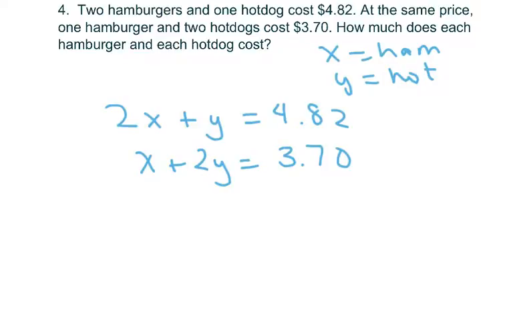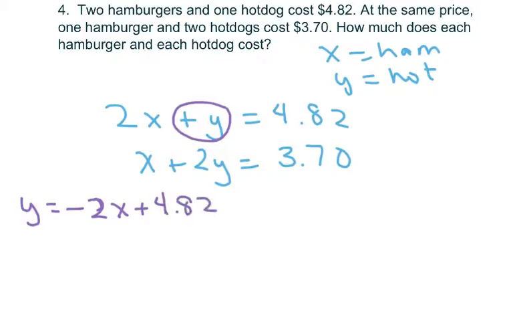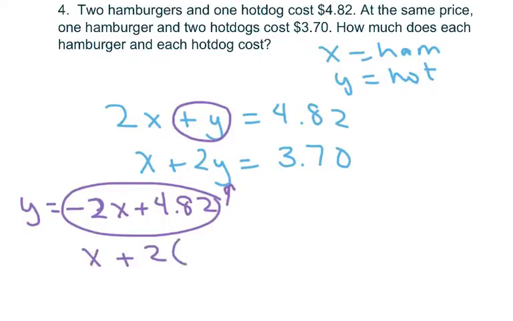Or I could just solve. I'll just solve for y. Since this y is separate, I'm just going to solve for y. So we have y equals negative 2x plus 4.82. Now I substitute this in to the y, and I'm going to get x plus 2 times negative 2x plus 4.82 equals 3.70.